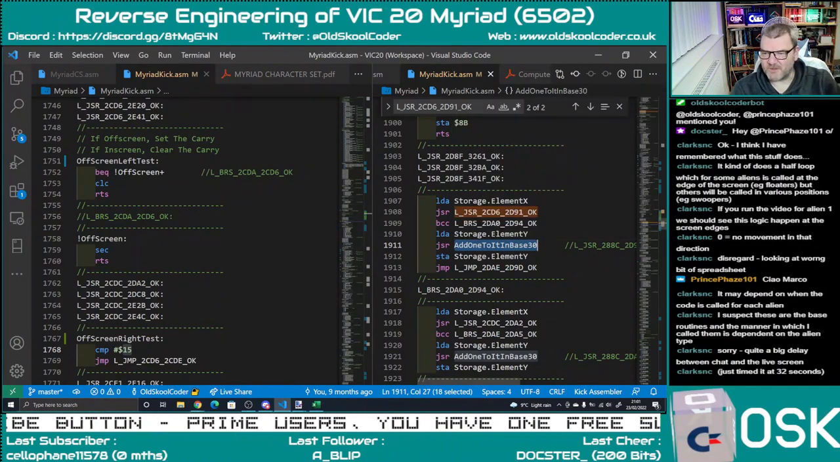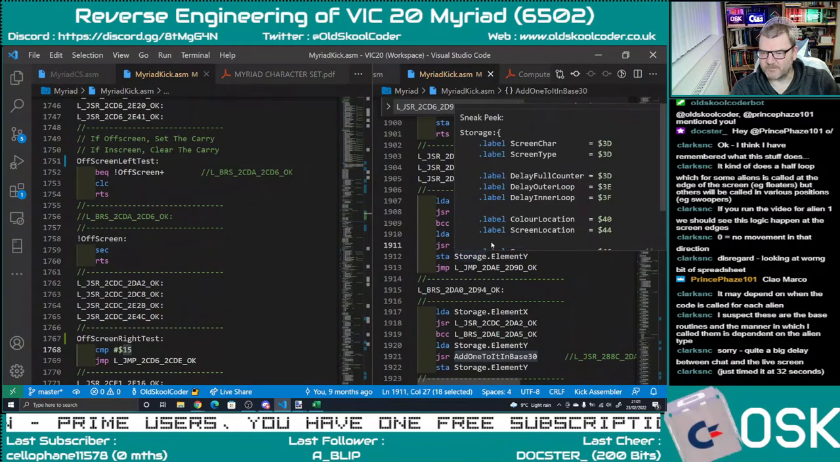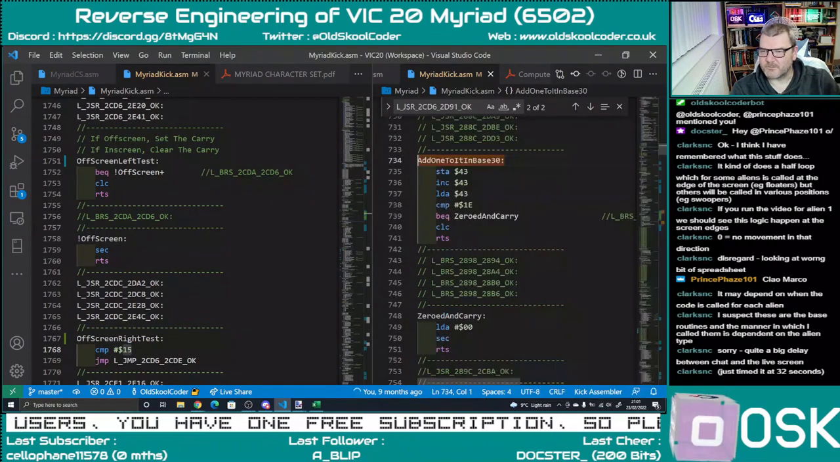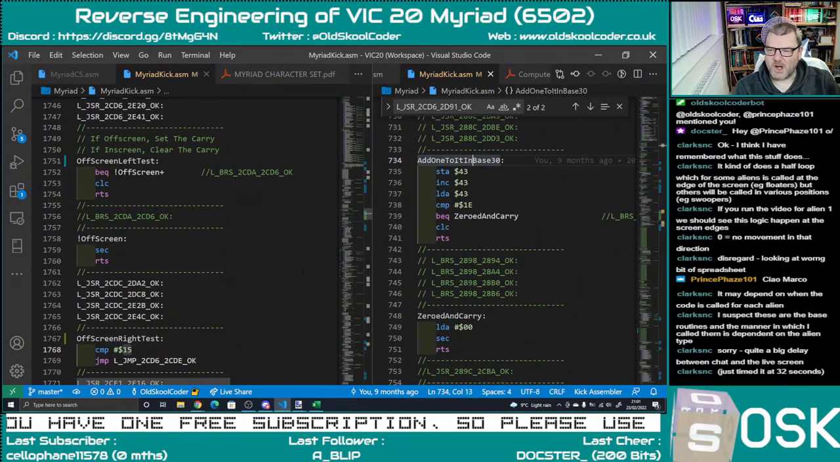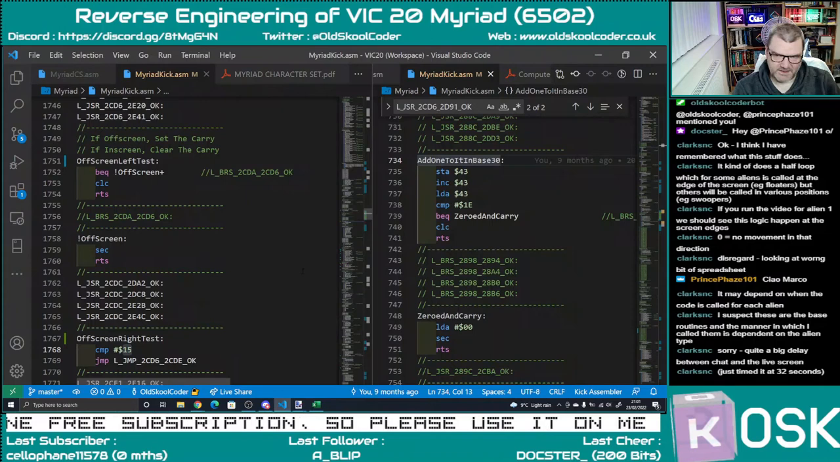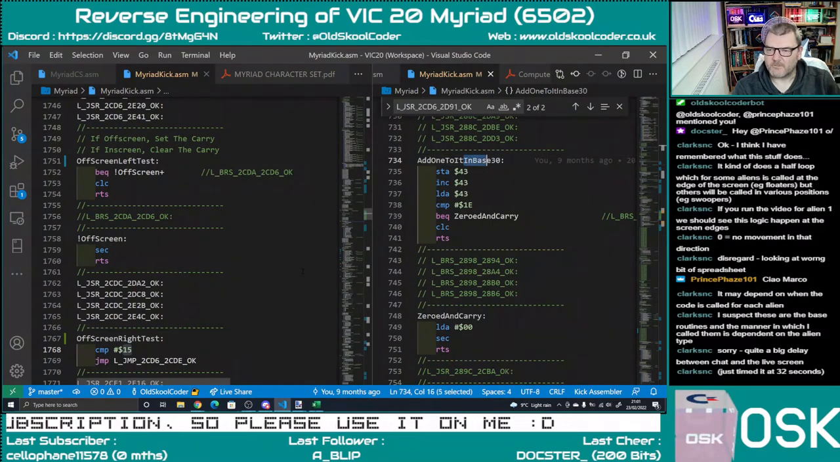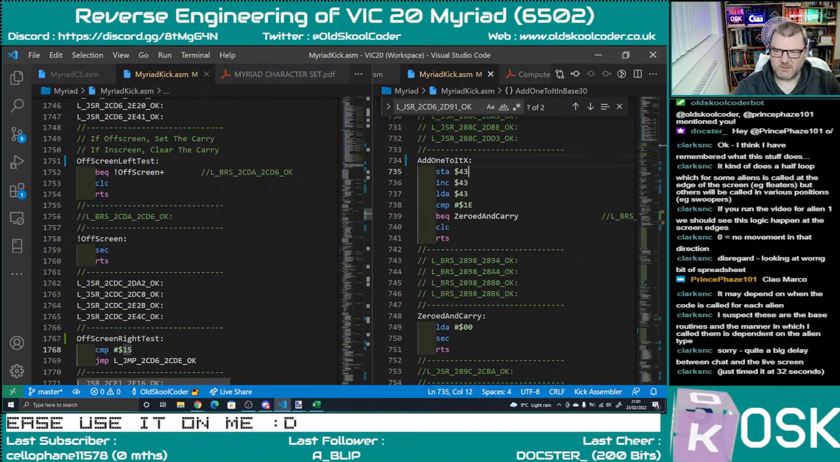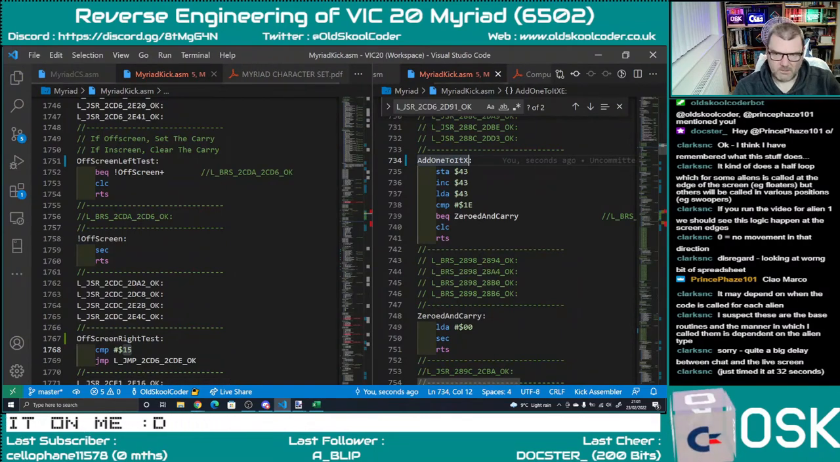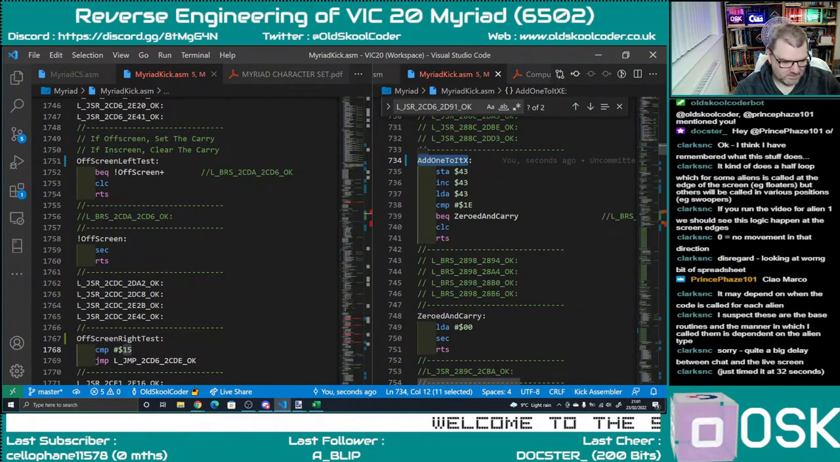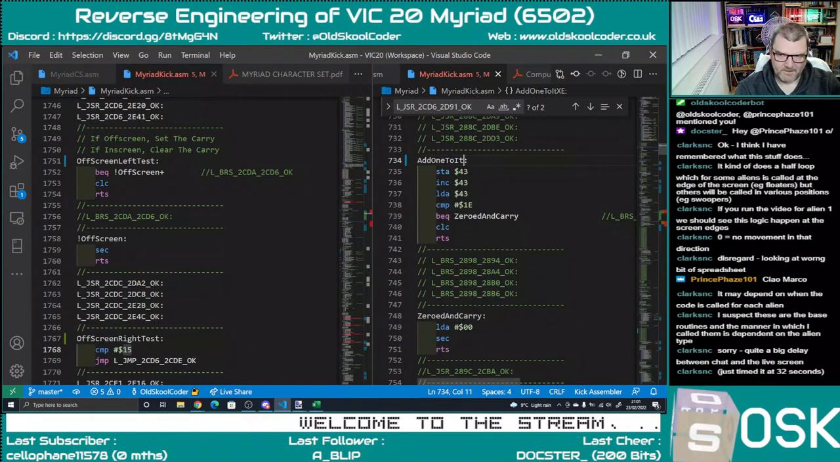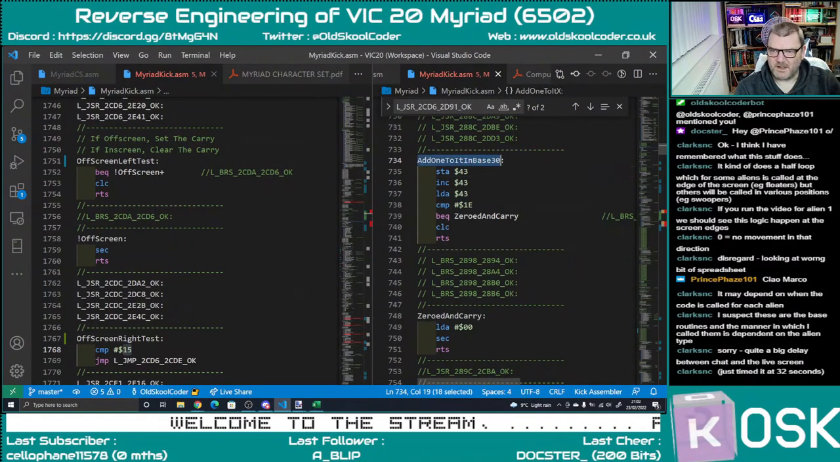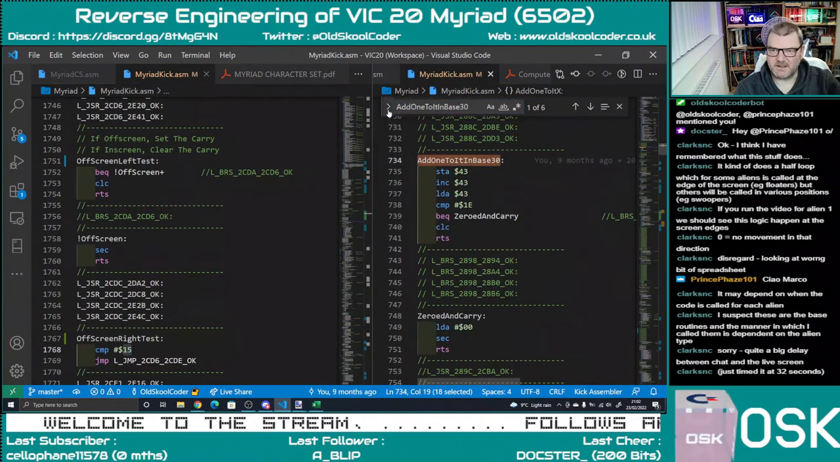Right, I'm going to rename this function because it's not right. So this is add 1 to Y. Add 1 to X. We'll call it that. I'm going to change them all to make it right, because it says add 1 to base 30, but it's not. It's adding 1 to X. So I'll just revert that, and then we'll do a search and replace on that and change it to that.